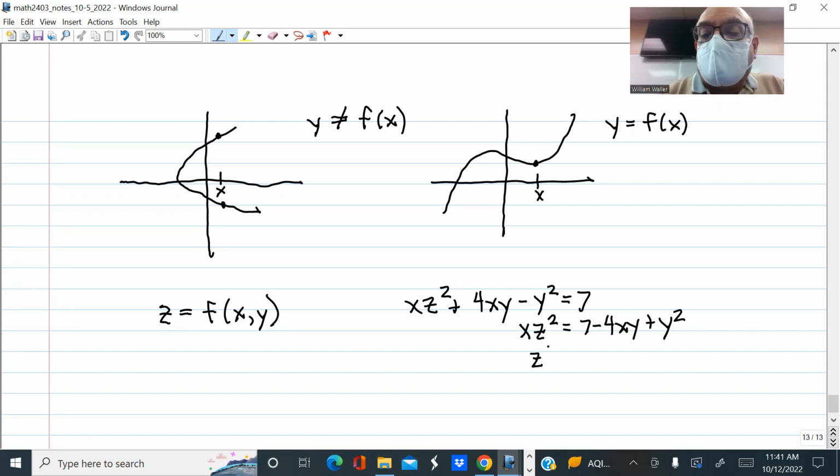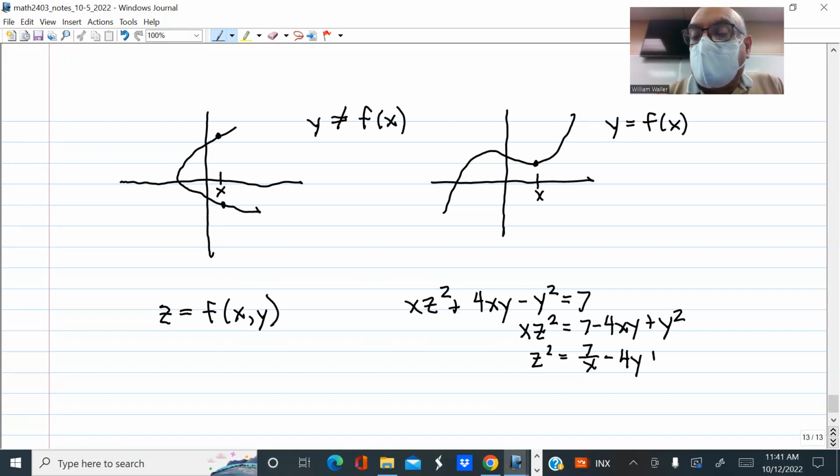To get the x out of this term. So I get z squared is equal to, and then this comes out looking kind of ugly, 7 over x minus, here when you divide by x, the x's will drop out, right? So you'll just get 4y. And then here you'll have y squared over x. But now this is z squared, right? Okay. So I don't want z squared, but I want just z.